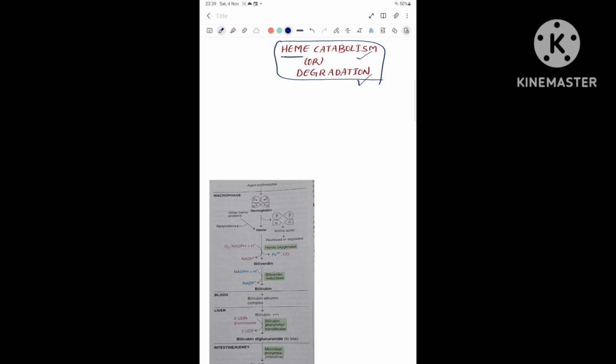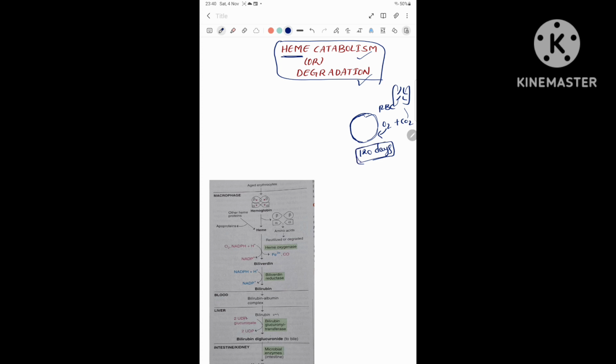As we all know, where can we see the compound heme? There is an RBC, a red blood cell. It transports oxygen to the tissues and CO2 to the lungs. So this is the function of RBC. Now every cell in our body has a particular lifespan. Similarly, RBC also has a particular lifespan, which is 120 days. After the lifespan of RBC is completed, 120 days is completed.